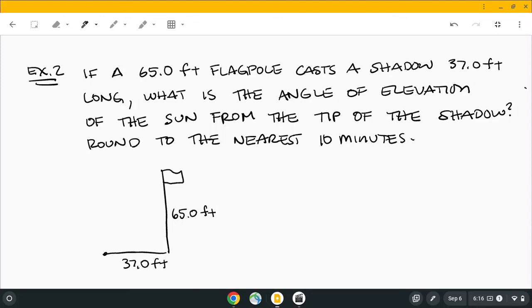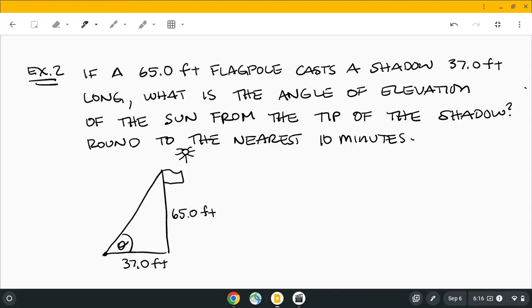So here's the tip of the shadow right here. Tip of the shadow to the sun. So the sun must be shining on this side somewhere, right? Okay. So the angle of elevation would be this angle right here. So that's the angle that we're going to try to find. And remember, we need to round to the nearest 10 minutes.